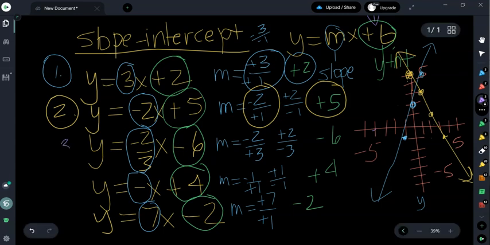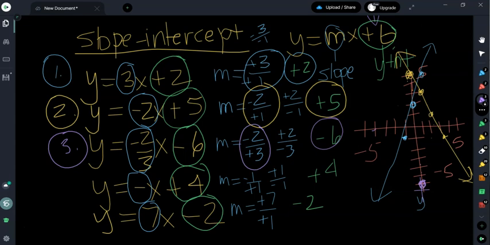So let's go purple. We'll graph line number 3. My y-intercept is -6. I'm going to have to come down here a little bit. 1, 2, 3, 4, 5, 6 is where I'm going to cross. And my slope is -2 over +3. So I'm going to go down 2 and 1, 2, 3 over.